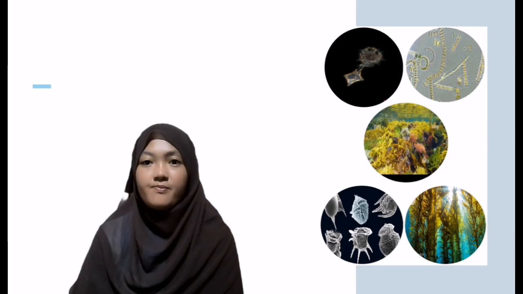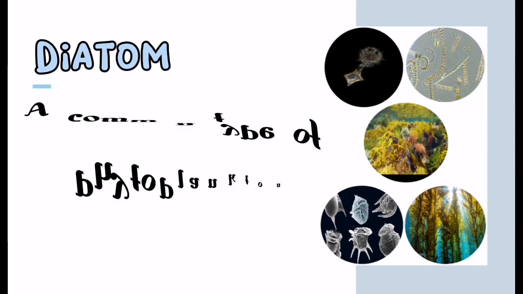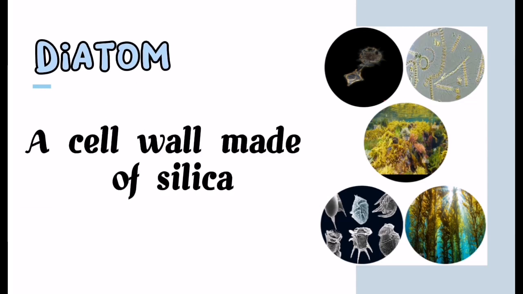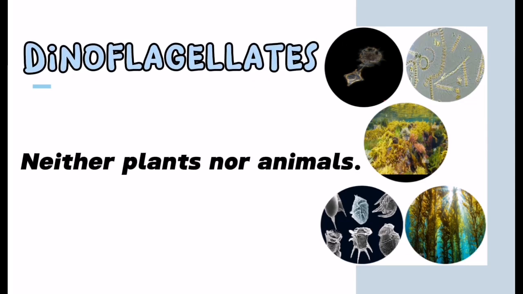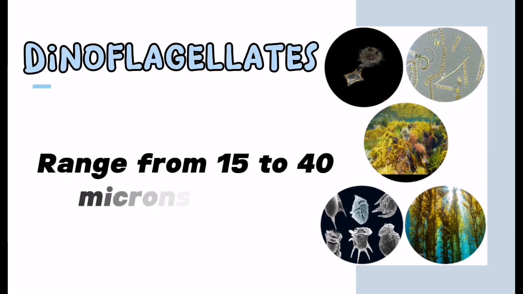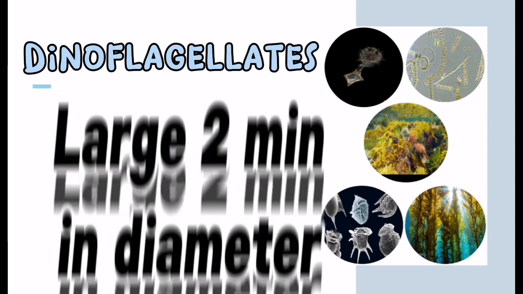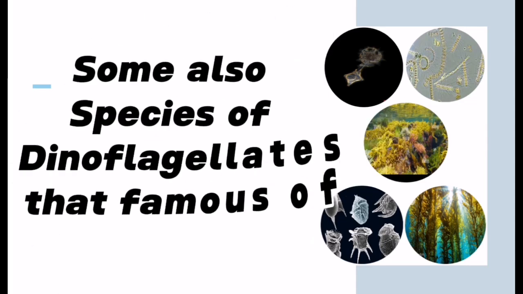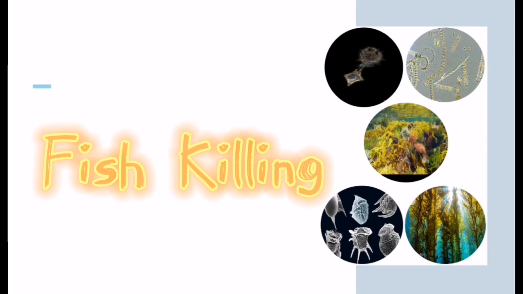Two main classes of phytoplankton: the diatoms and the dinoflagellates. Diatom, a common type of phytoplankton. The diatom's cell wall is made of silica, and it is found in both fresh water and salt water. Dinoflagellate, neither plant nor animal. Dinoflagellate is a unicellular protist, meaning it is a eukaryotic organism. They are small, ranging from 15 to 40 microns in size. The largest of the dinoflagellates, called Noctiluca, is as large as 2 mm in diameter. Some species of dinoflagellates are famous for fish killing, for example red tides.